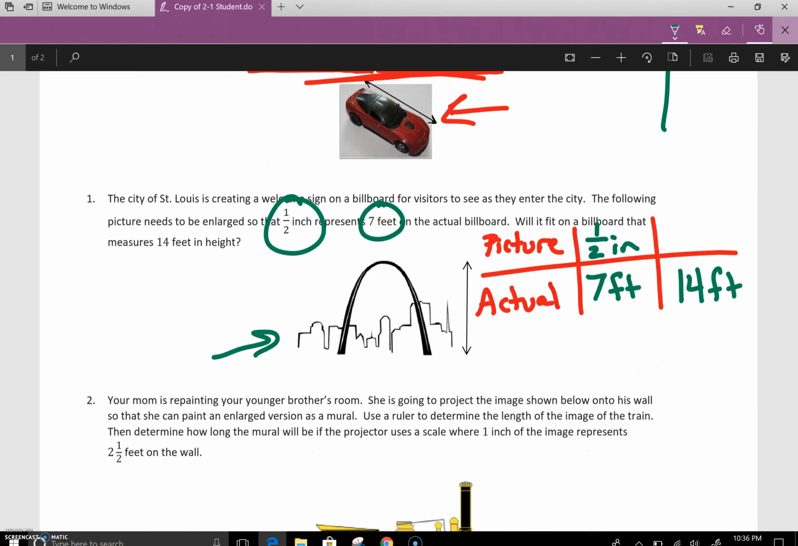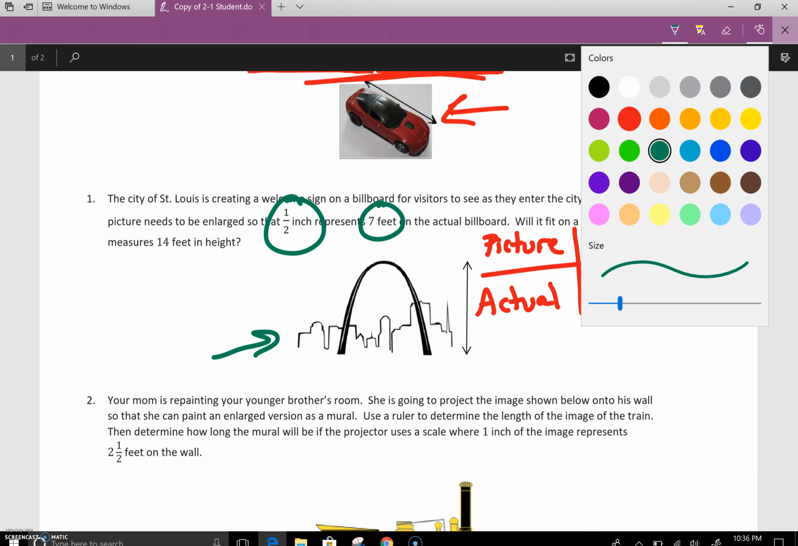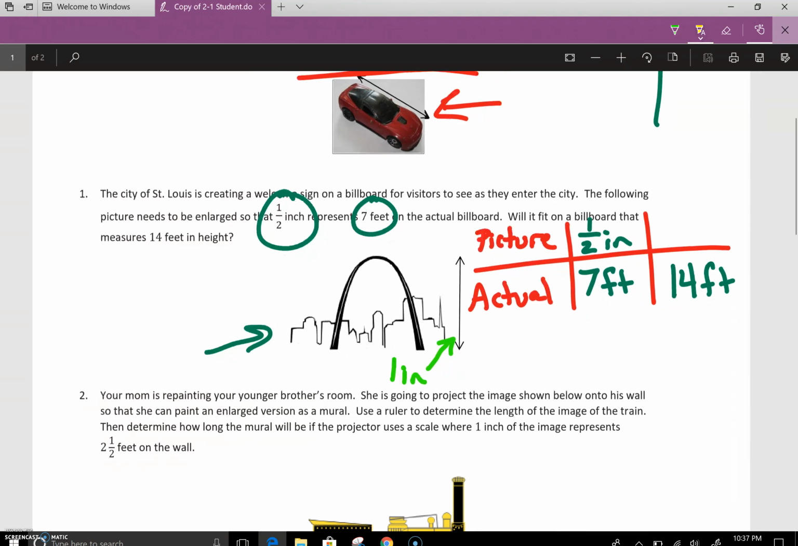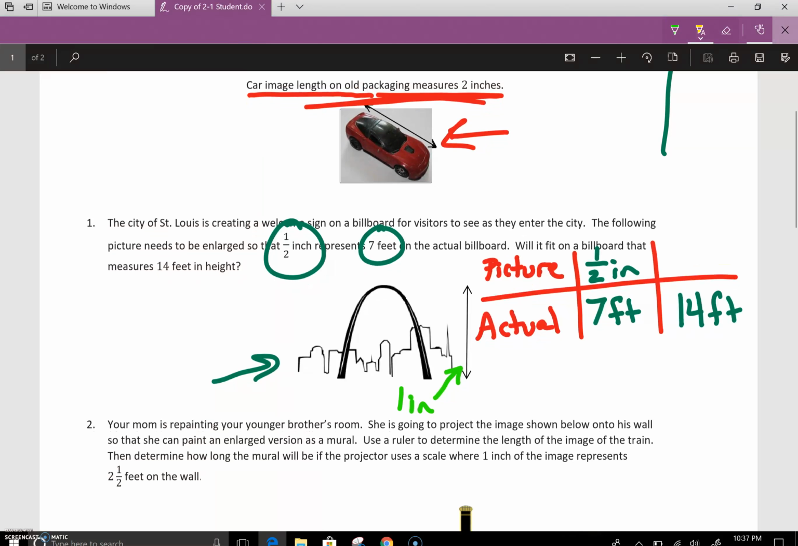So you technically needed a ruler in order to do this, and my screen is zoomed a little differently, so it may not have worked out perfectly, but I'm measuring this as 1 inch. So the drawing has a height of 1 inch. So our scale was 1/2 inch is 7 feet. The drawing is 1 inch in height.